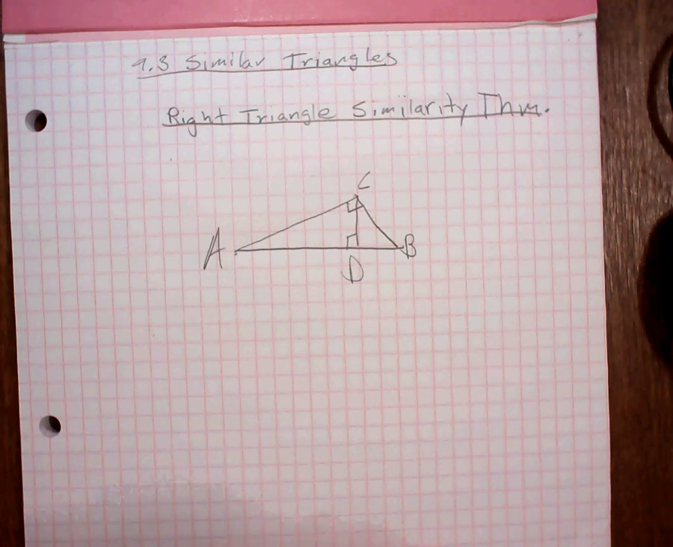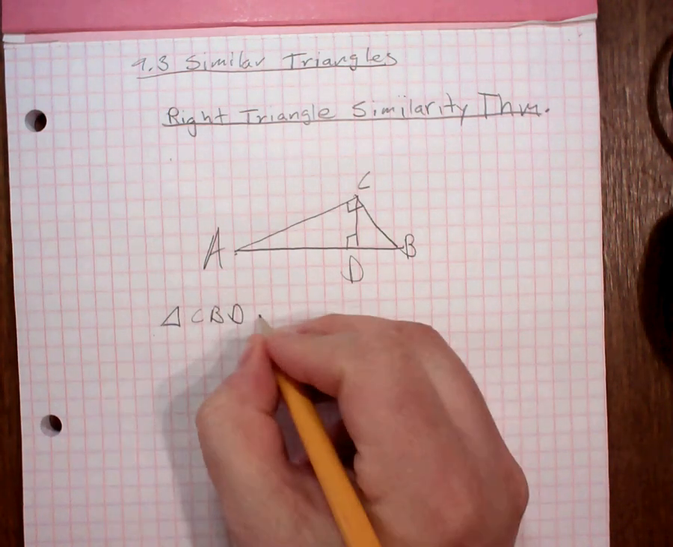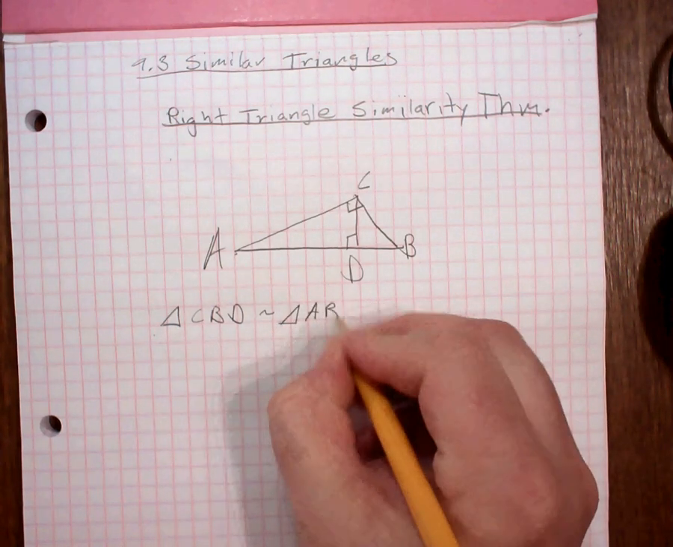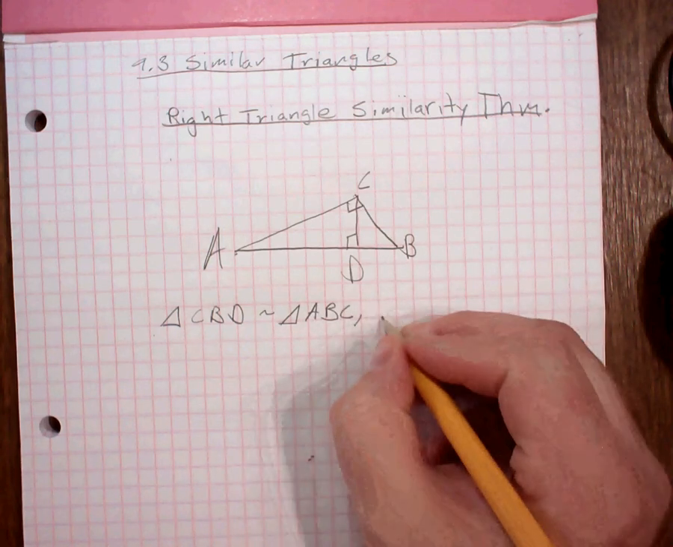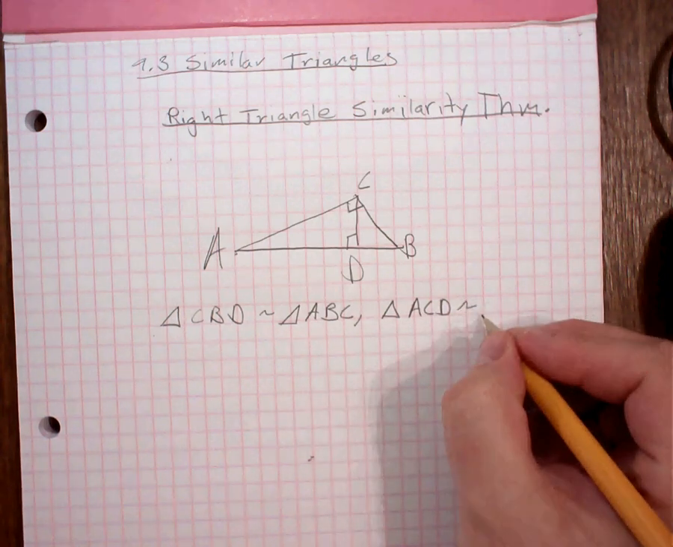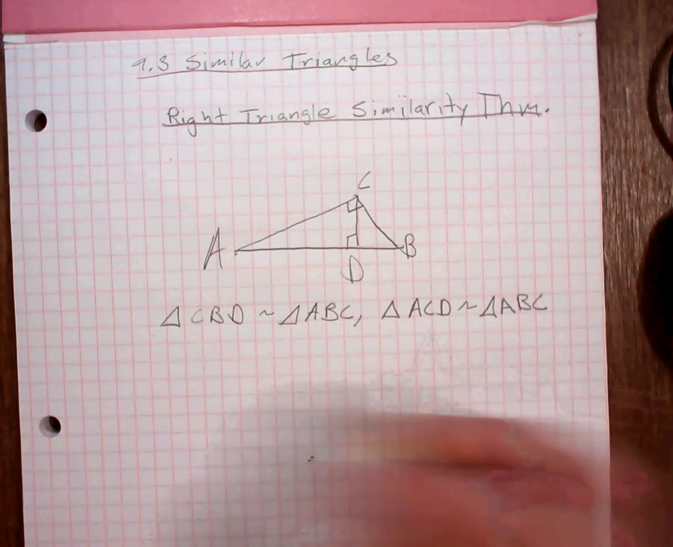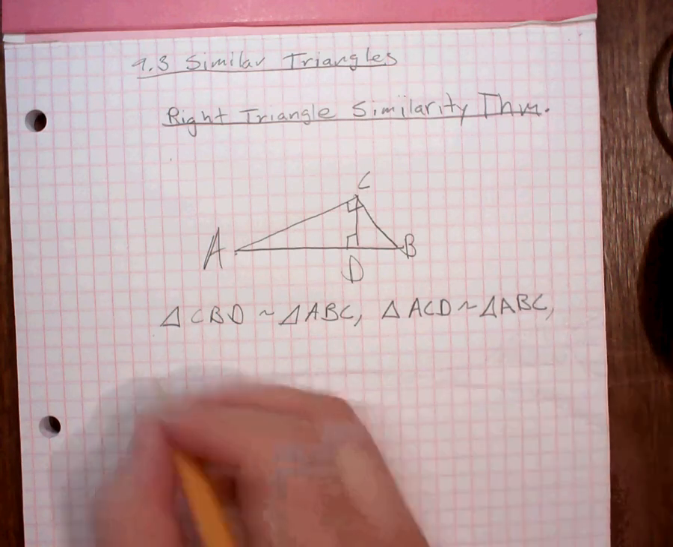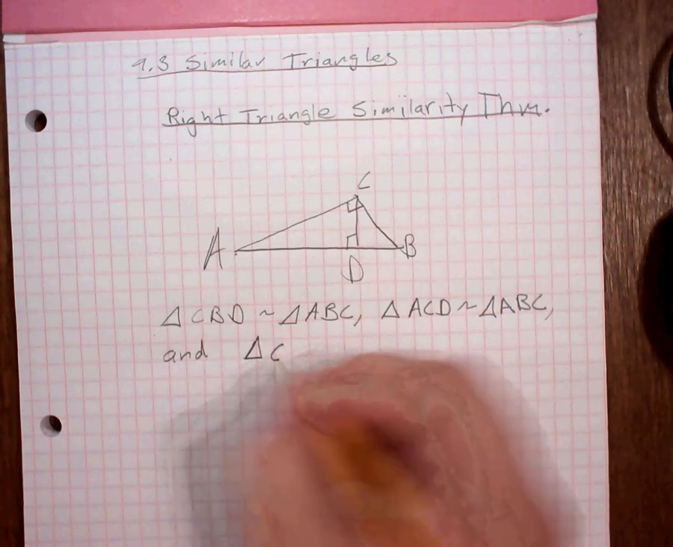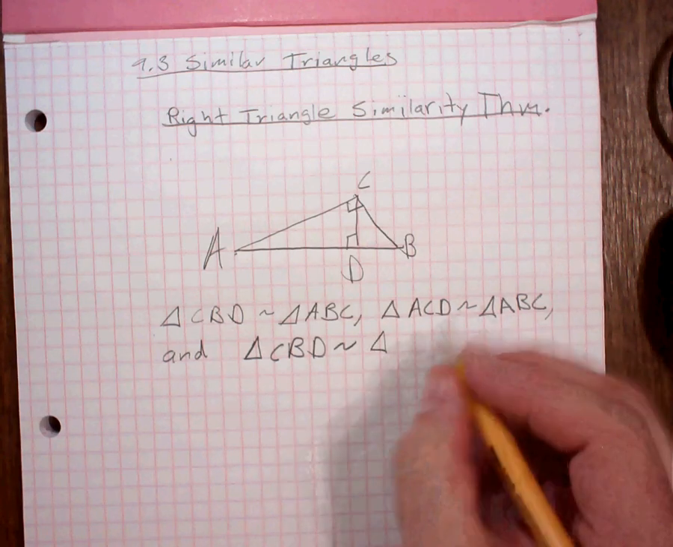In other words, triangle CBD is similar to triangle ABC. Also, triangle ACD is similar to triangle ABC. And triangle CBD is similar to triangle ACD.